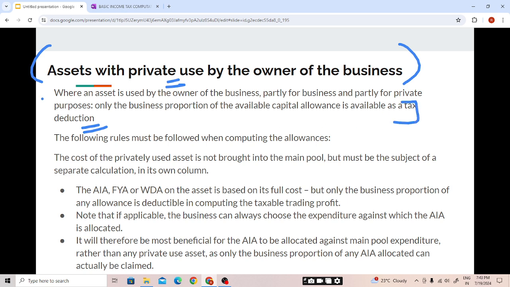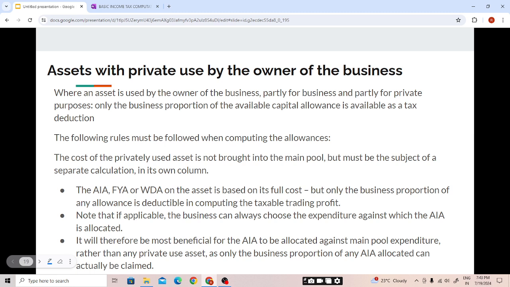So this statement is common, students. For business purpose you can claim capital allowance. For private use, no capital allowance. Simple. The following rules must be followed when computing the allowances. Now we will be seeing the approach to solve the question relating to private use.